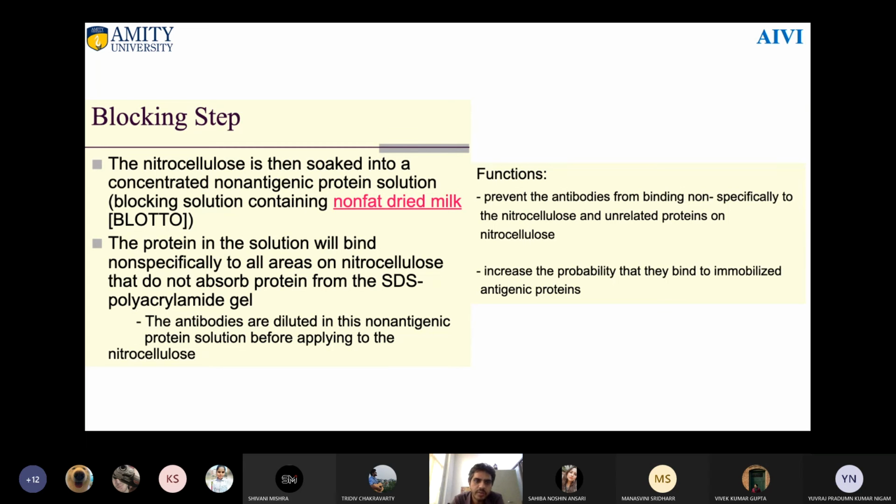With the protein solution, the main function is to prevent the antibody from binding non-specifically to the nitrocellulose and to unrelated proteins on the nitrocellulose. It increases the probability that they might immobilize the antigen protein. So blocking is to facilitate binding of the antibody to your antigen or your protein of interest only, not any other piece.